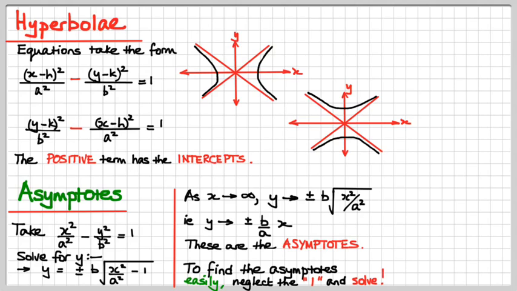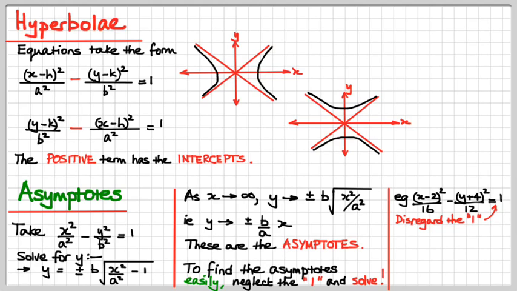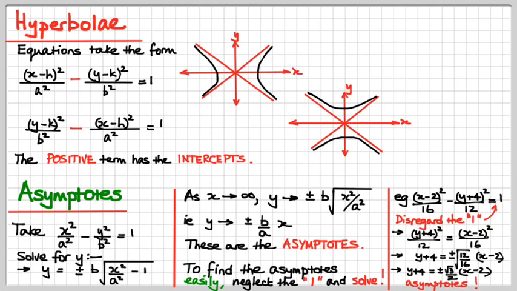Okay, so I hope this is clear. Say if you had this equation here. To get the asymptotes, you would just make that 1 a 0. And you would get that, and then you would immediately solve it for y. Once you took the square root of both sides and juggled around a bit, that's what you would get. And they are your asymptotes, right?